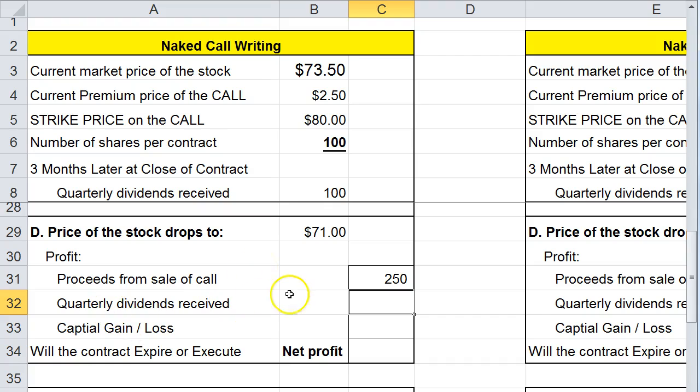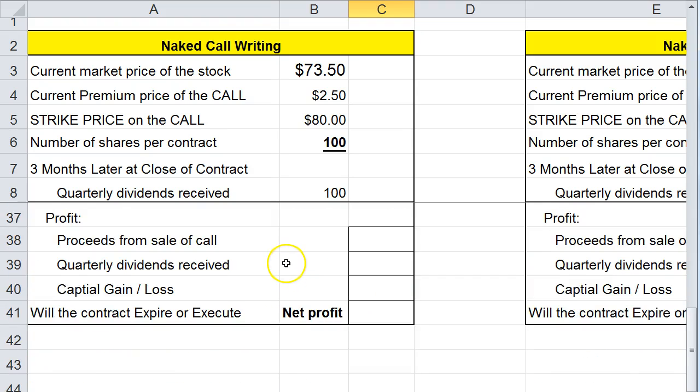Now, quarterly dividends I do not receive. As for capital gain or loss, if the stock price drops below the strike price, that means the contract is not going to execute. It's going to expire, because the person buying the contract is not going to want to buy the stock at 80 when he can buy it in the marketplace at 71. So any time on a naked call that the stock price is below the strike price, the contract's not going to execute, so there's zero gain or loss in that situation. My net profit is going to be $250.